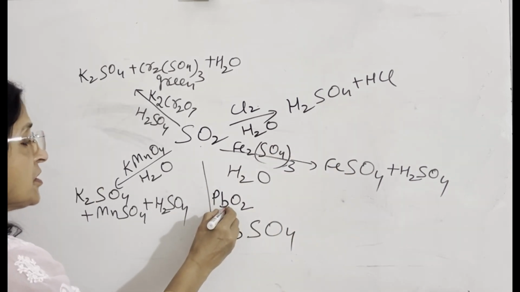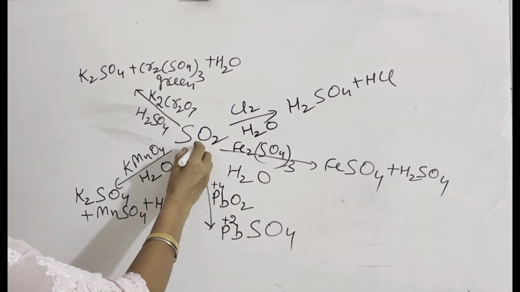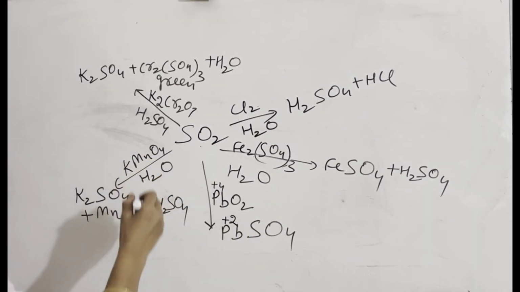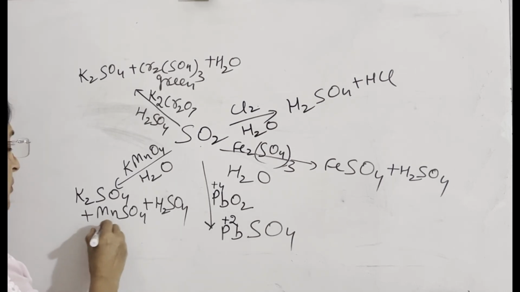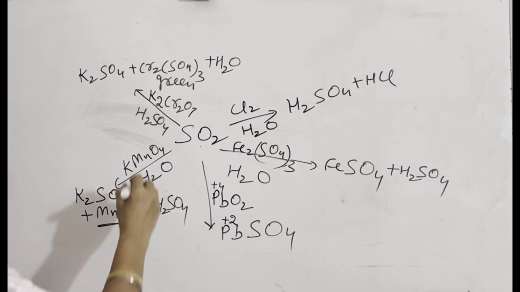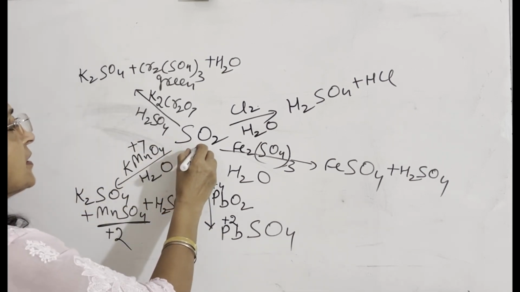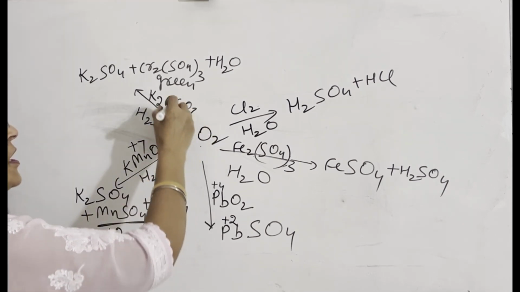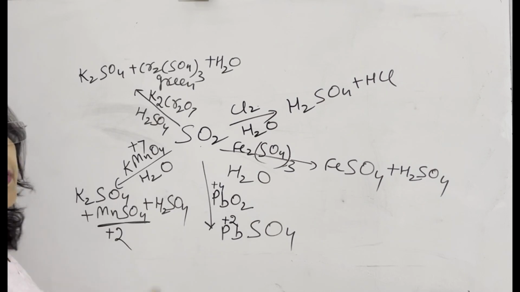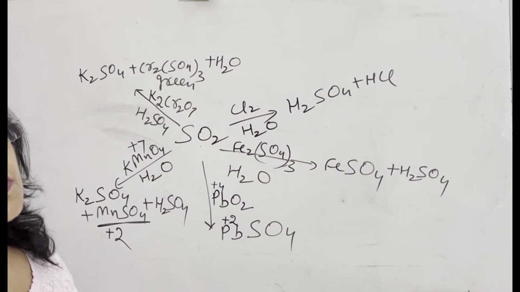Here, the oxidation state of lead is +4 and in this the oxidation state of lead is +2. When sulfur dioxide gas is passed through potassium permanganate solution, which is purple in color, it decolorizes due to the formation of manganese sulfate. The oxidation state changes from +7 to +2. When sulfur dioxide gas is passed through potassium dichromate in acidic medium, the orange color of potassium dichromate changes to green. This reaction is used to identify sulfite ion in the given salt in laboratory.